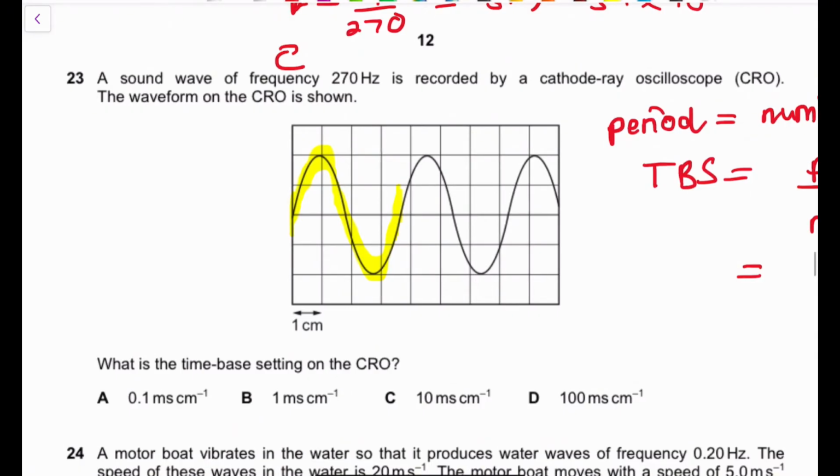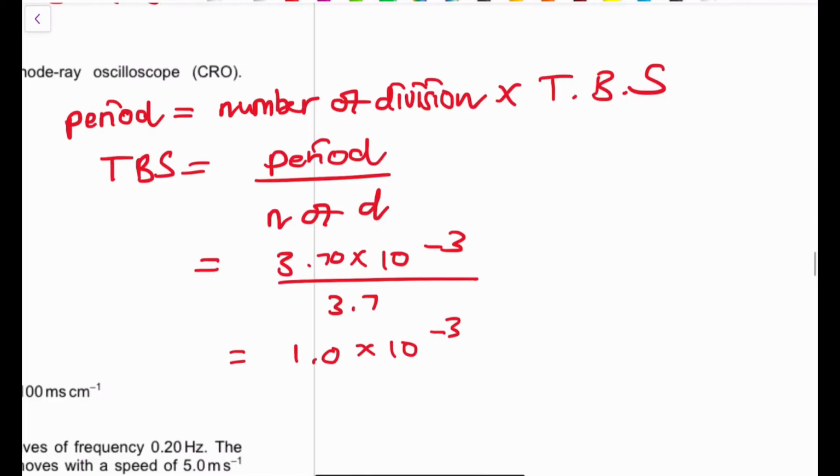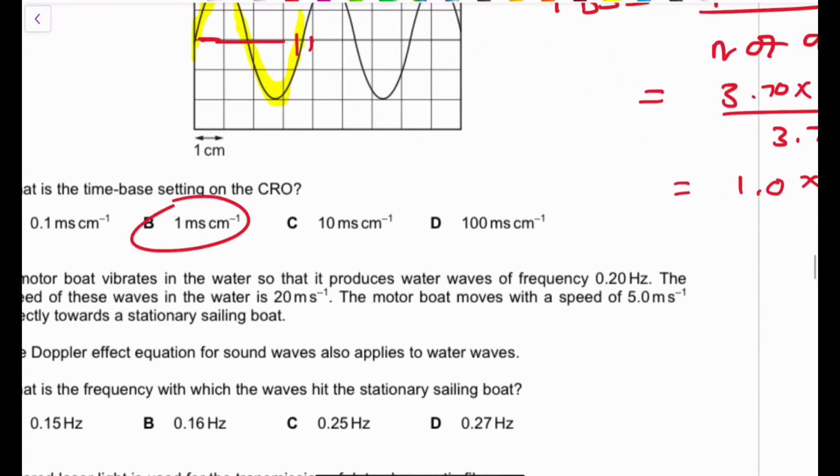This is 1 centimeter, okay? 1 centimeter, 3 centimeters, so that's 3 centimeters. And then this is 4, right? So this is about 3.5. So we can just say it's about 3.7. You really can approximate, right? So that you always get the same answer, if you just approximate, you either round it off at the end. So let's say this is 3.7. That's going to give you about 1.0 times 10 to the power of negative 3, which is 1 millisecond, which is going to be B.